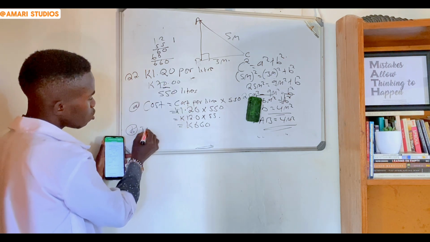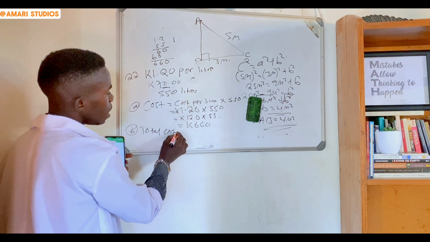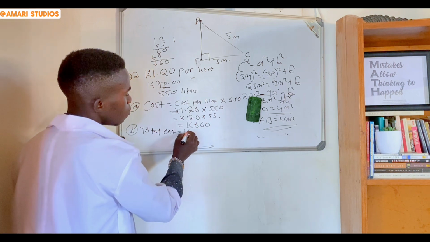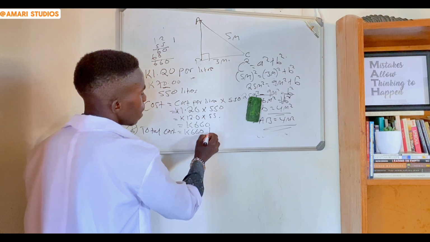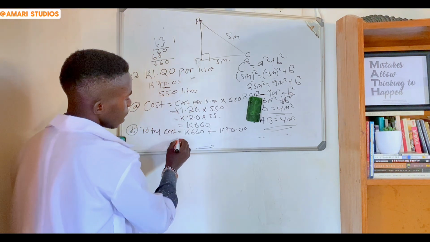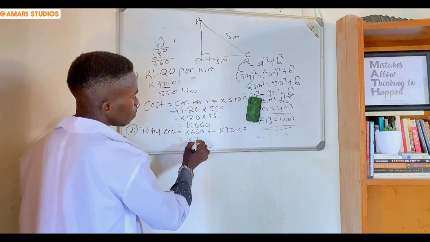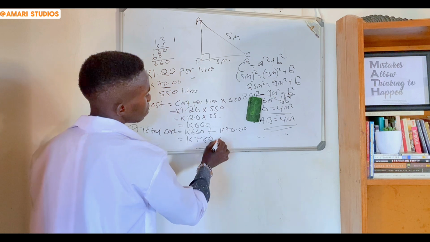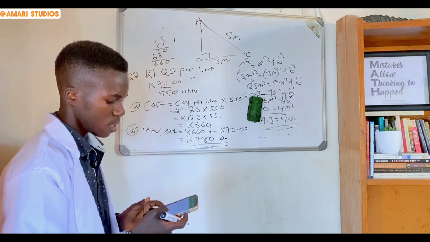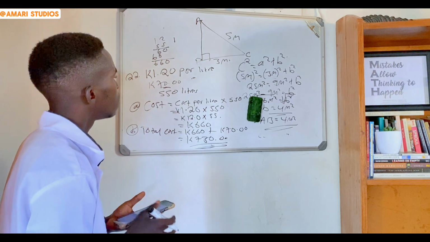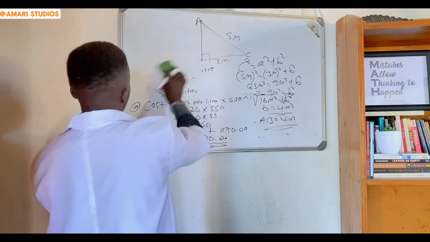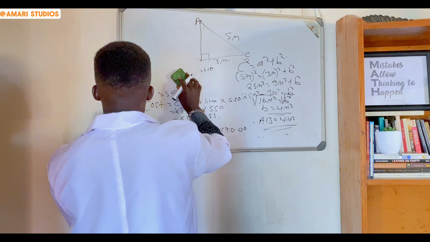So the total cost of water is equal to the total amount that was paid, which is 660, plus the fixed charge of the water company. If you add those two, the answer is 730 kwacha. That is your final answer, and that is how you solve a cost per liter question. Then we move on to the next question. Question 23.